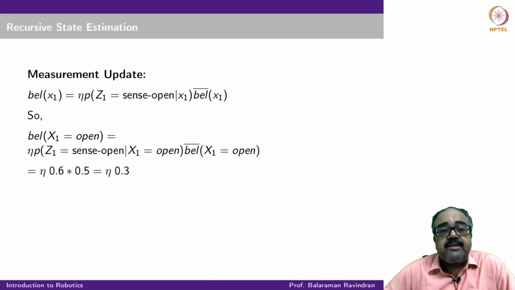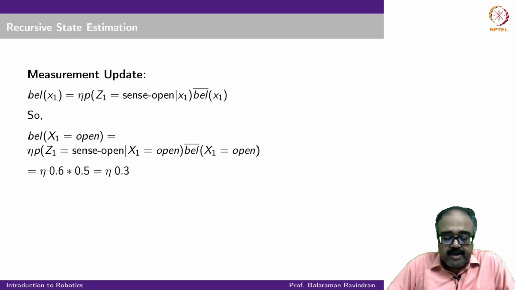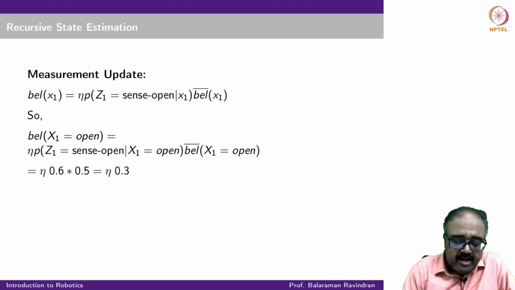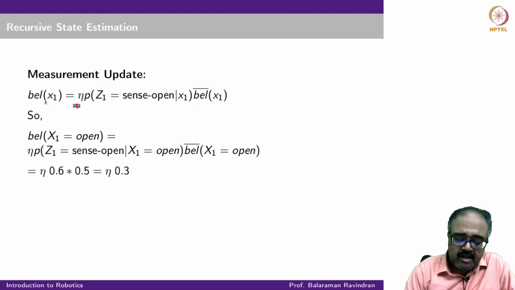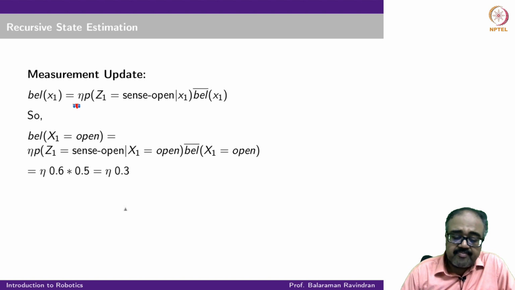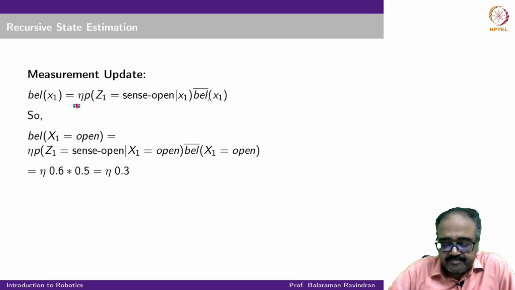All right, so now I had to look at the measurement update. So how does my measurement update work? If you remember, I had this normalization factor, right? And then there is my bel bar of x1, right? The bel of x1 is equal to eta times bel bar x1 times the probability that I'll get my z1, whatever is the sensory reading I had, given x1. Okay, so that's essentially my measurement update, right?